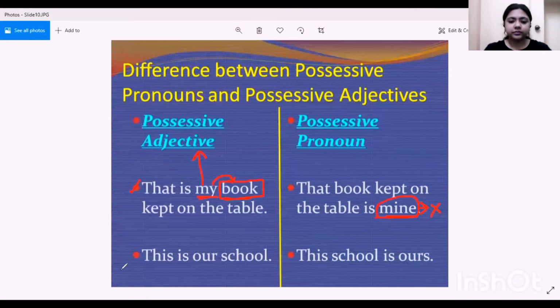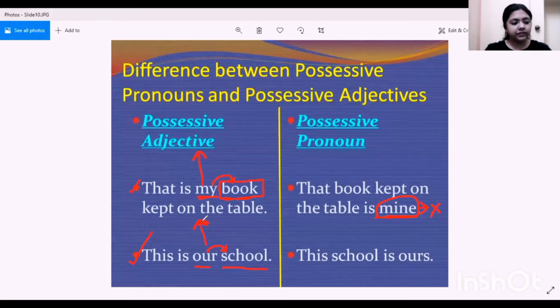Right. Again, this is our school. This word "our" is followed by what? It is followed by the noun school. So it is qualifying this noun, school, therefore it is a possessive adjective. And why is it an adjective? Because it is qualifying this noun. And why is it a possessive adjective? Because it is showing possession. If it is possessive, that means the function will be the same. It will show possession only.